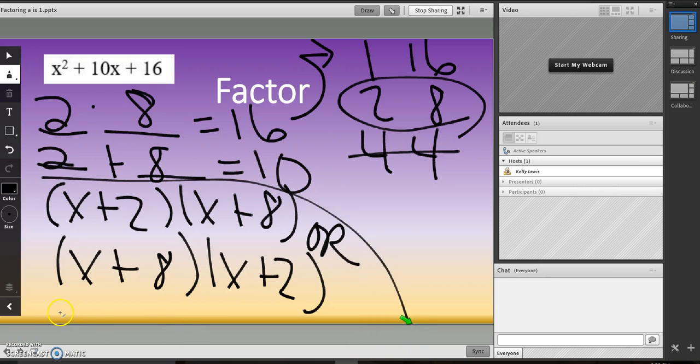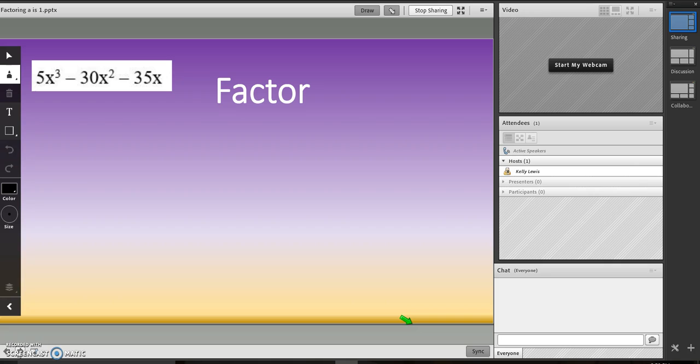It's not that bad. It's just about practice. Practice, practice, practice. Practice makes progress. Right? So this guy, I know I said a equals 1, like the very first number is 1, but look, we have a 5, a 30, and a 35. We can take out a 5, and they all have an x. So we can actually take out an x.